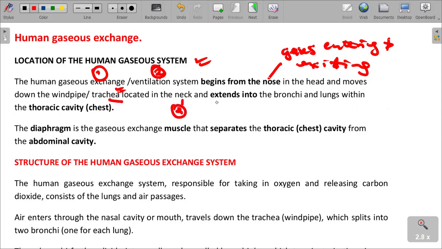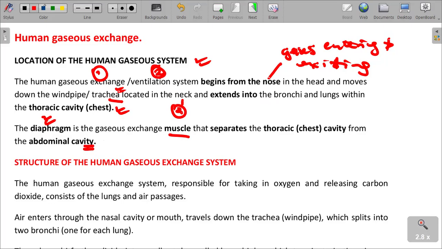It then extends into the bronchi and the lungs within the thoracic cavity, which means it is within the chest, in other words the chest cavity. The diaphragm is the gaseous exchange muscle that separates the chest cavity from the abdominal cavity. I'm sure that we are going to enjoy this presentation anyway.